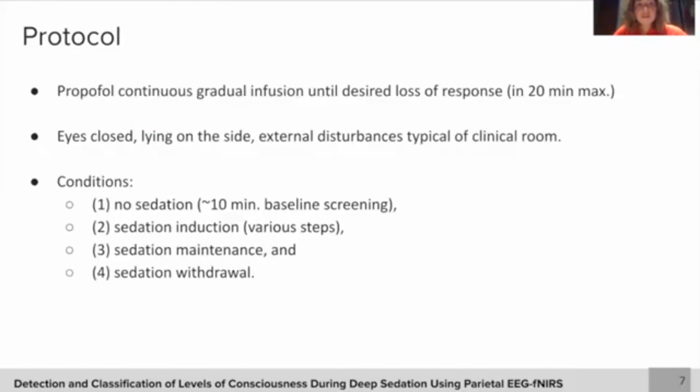All of these patients will have a gradual infusion of propofol, and only propofol, until loss of consciousness. They will be with eyes closed, lying on their side. The external disturbances will be only those of the typical clinical room, which we cannot control. And we will measure throughout the whole endoscopy procedure. So we have four main conditions. One would be no sedation, where we would do a baseline screening. Another one, sedation induction, which has various steps, then sedation maintenance, and then sedation withdrawal.